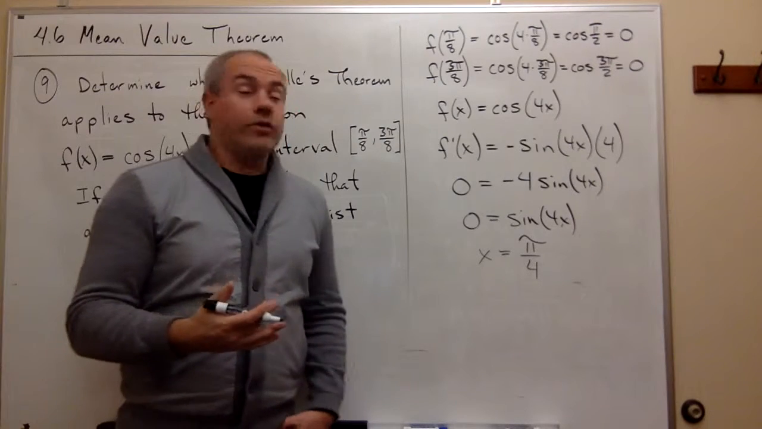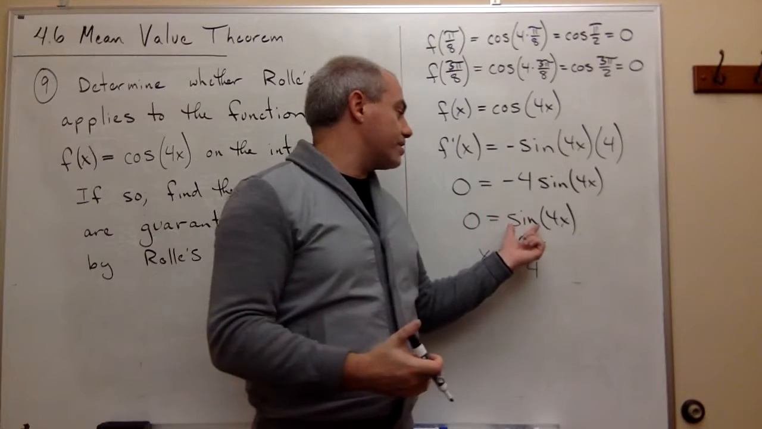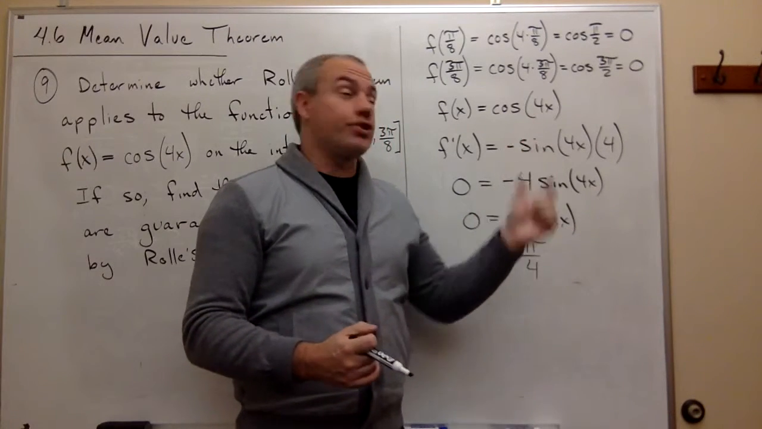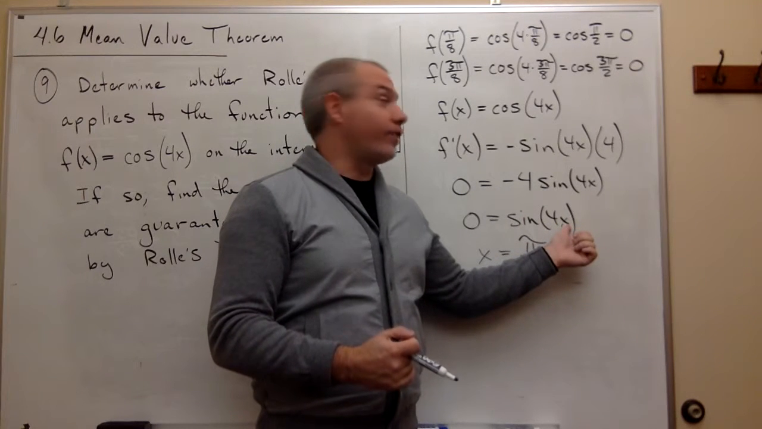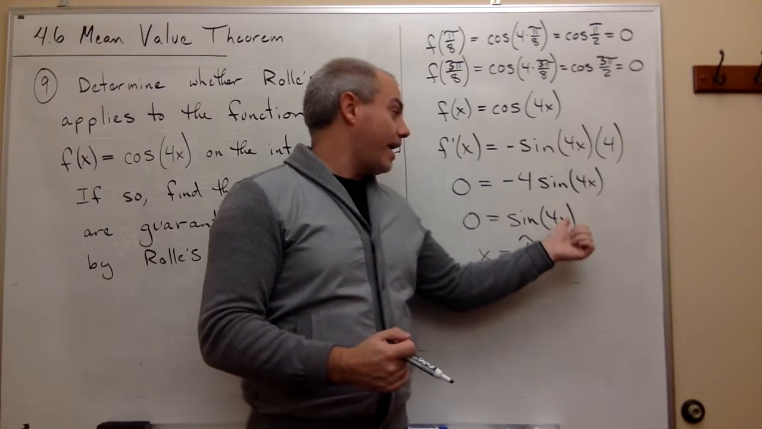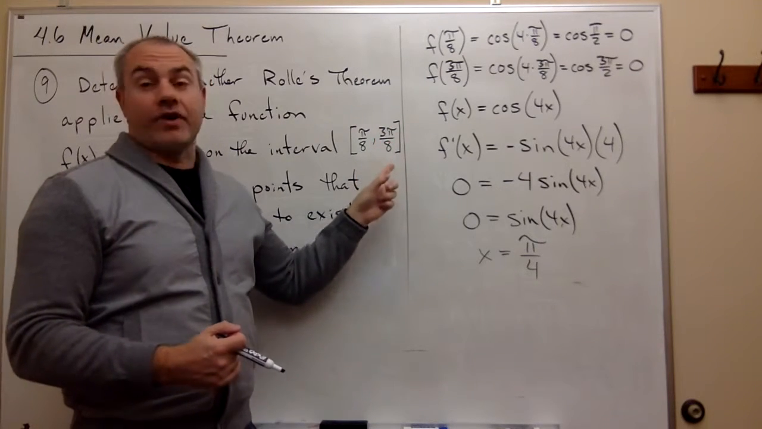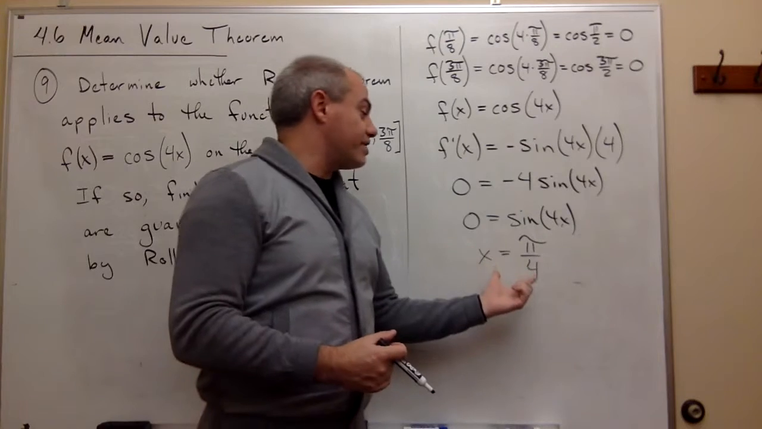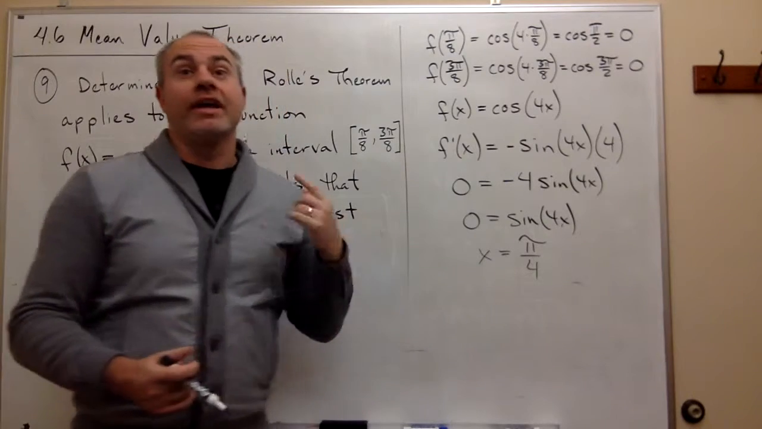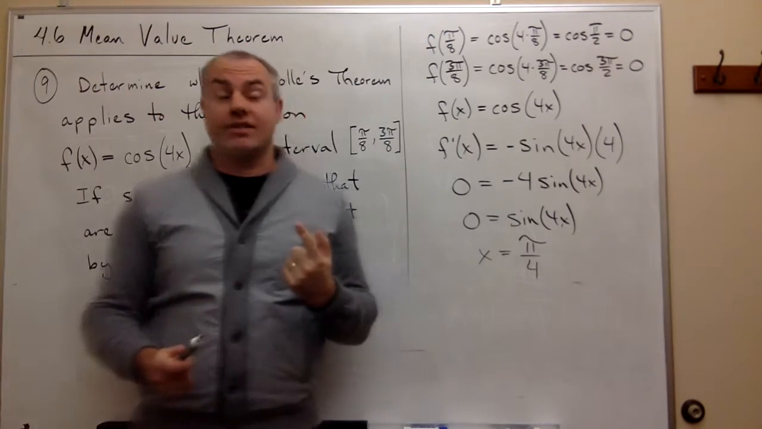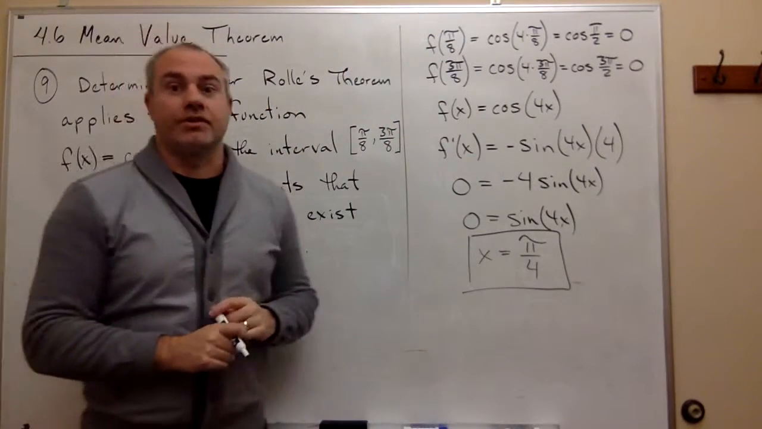The only other question I have to ask is, is it the only one in the interval? Well, what would be the next thing? Sine of what would be 0? The next one would be 2 pi. So x would have to be pi over 2. And is pi over 2 in my interval? Not quite. It's bigger than 3 pi over 8. So no, it is not. So this is the only x in this interval for which f prime of x is equal to 0. And so that's the one point that's guaranteed to me by Rolle's theorem. So the answer to this problem is x is equal to pi over 4.